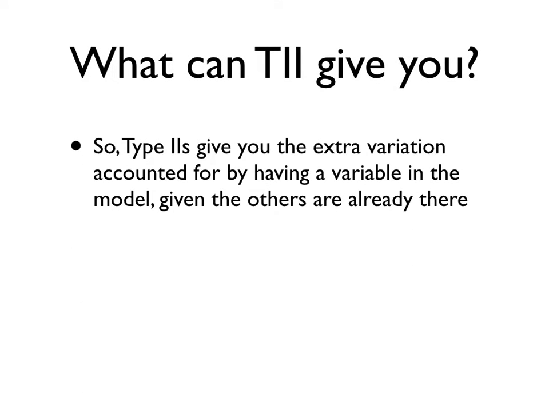So what can these things give you? Type 2 sums of squares give the extra variation accounted for by having a variable in the model given the others are already there. It's a conditional thing. So it just talks about extra variance. Extra variance, nothing else.